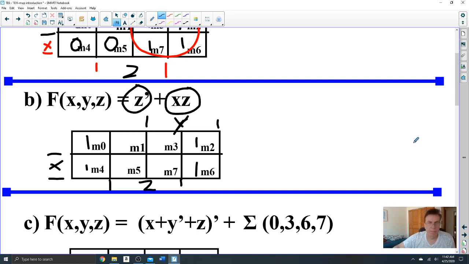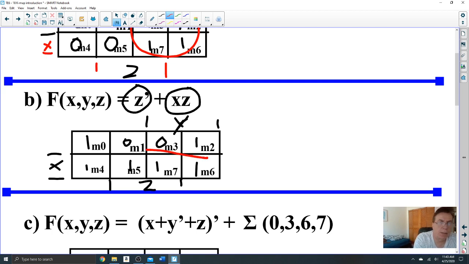So variable pair x z is right here. So we transferred this function onto the map. This doesn't exist on the function. So look at this. This is a very nice and symmetrical map, right? So that means the solution will be quite simple. All right, let's see. So we have the following.